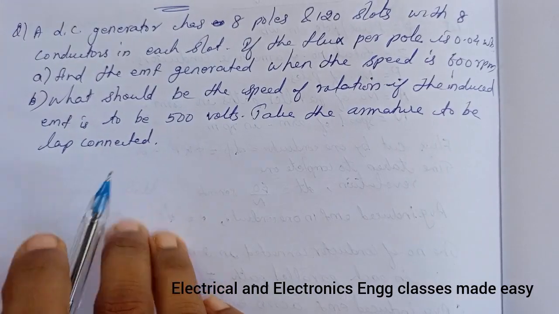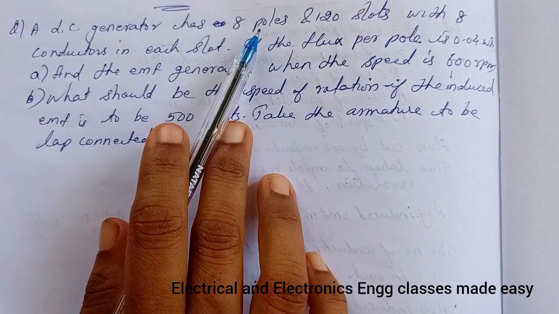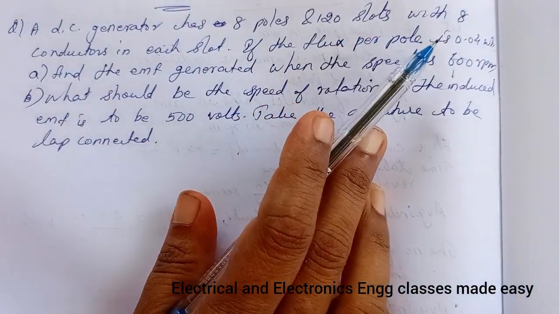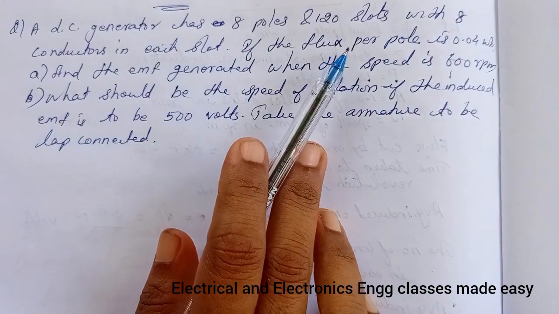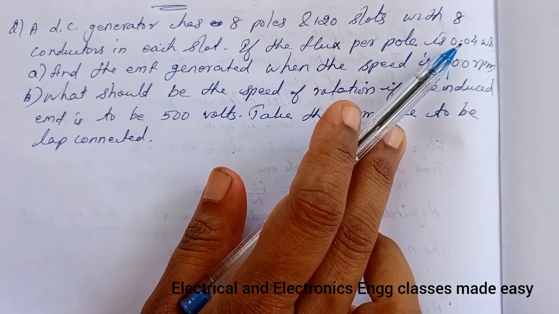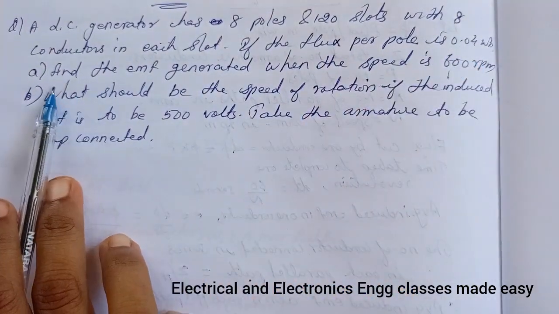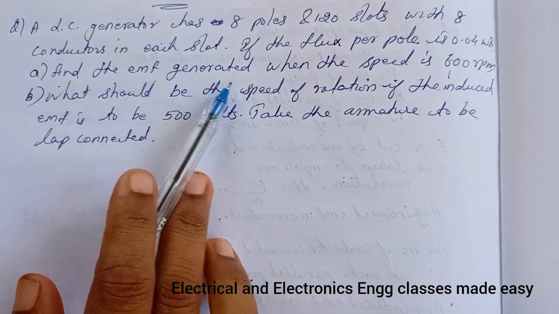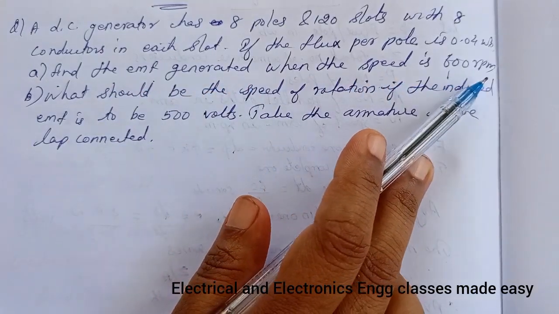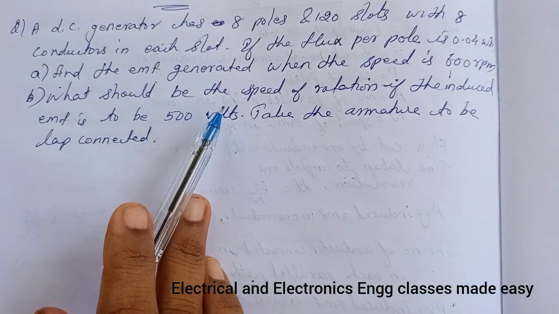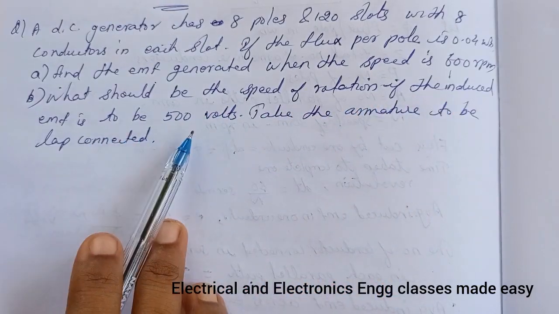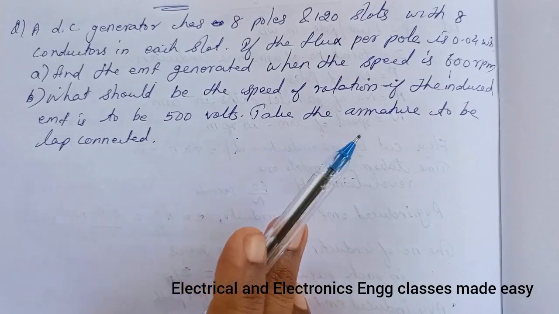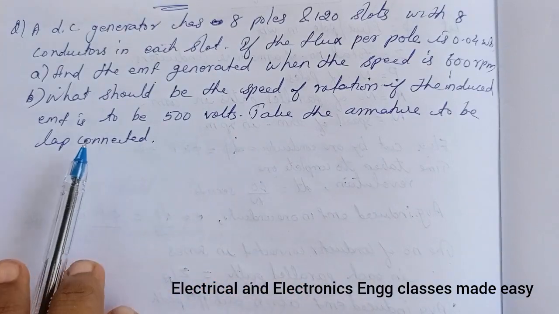Let us do another problem. A DC generator has 8 poles and 120 slots with 8 conductors in each slot. If the flux per pole is 0.04 Weber, find the EMF generated when the speed is 600 rpm. Second, what should be the speed of rotation if the induced EMF is to be 500 volts? Take the armature to be lap connected.